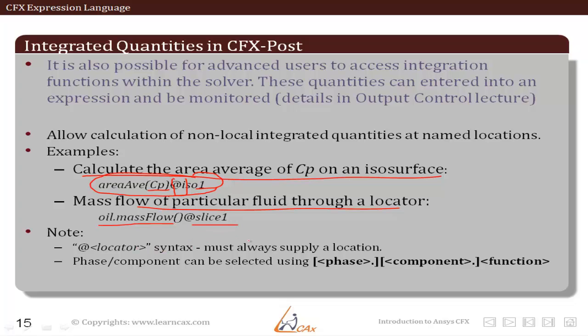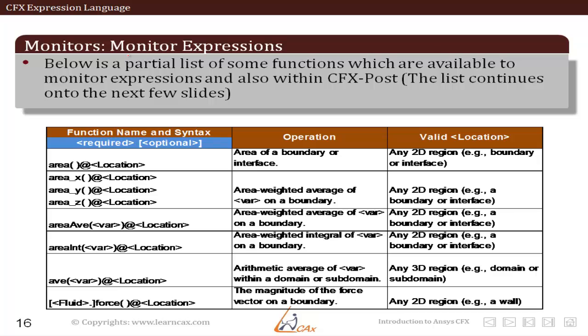So at a locator, the syntax must always supply a location. After you have the at, there should be a location. Let us see a list of monitor expressions. Below is a partial list of some functions which are available to monitor expressions within CFD-Post. So we have area bracket at location. The operation is area of a boundary or interface.